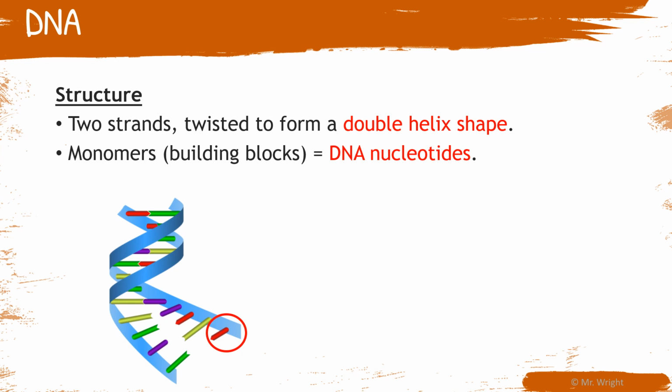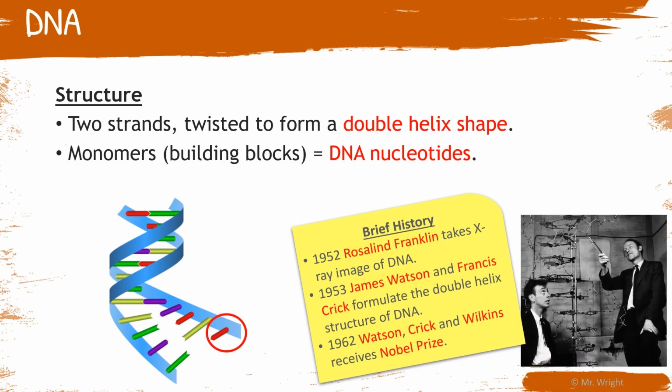The structure of DNA was discovered by various scientists in the 1950s. The first scientist to lay eyes on DNA was Rosalind Franklin, who took an X-ray image of DNA in 1952. She then showed this image to a colleague called Maurice Wilkins, who showed that image to two other colleagues called James Watson and Francis Crick, who then went on to formulate the double helix structure of DNA. Almost a decade later, Watson, Crick, and Wilkins received a Nobel Prize for the discovery of DNA. Notably, Rosalind Franklin was excluded from receiving this Nobel Prize.